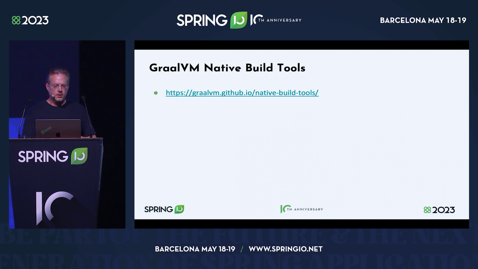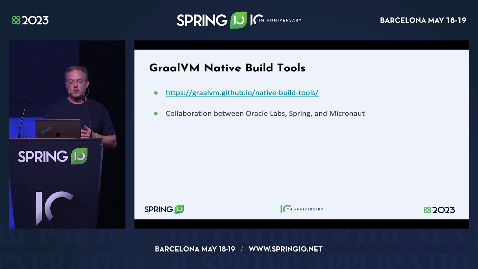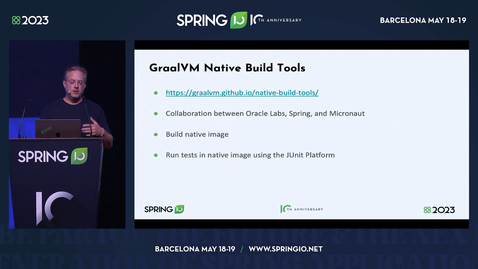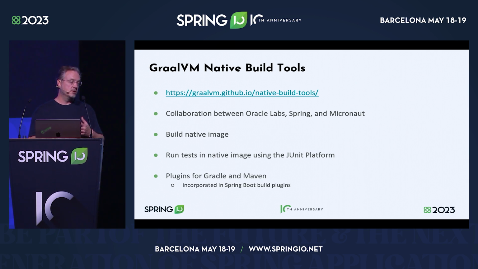Now, to get all that working, and then the build tools, you might have heard as well, there's GraalVM native build tools. Here's the link to their documentation. That came out of a collaboration between the Spring team, Oracle Labs, and Micronaut. We've been working with them for several years. Basically, you can build native images with your build. You can run your tests in the native image on the JUnit platform, and they have plugins for Gradle and Maven, and the Spring Boot plugins actually incorporate those into your applications when you create an application from start.spring.io.